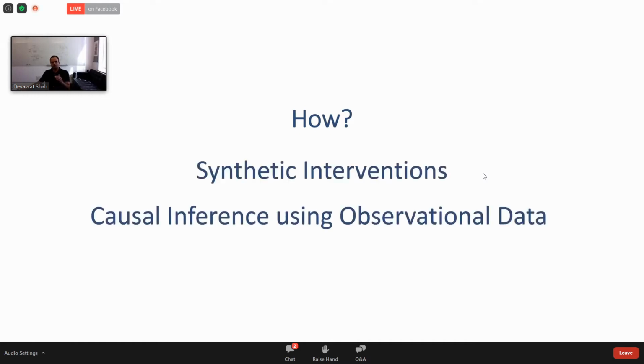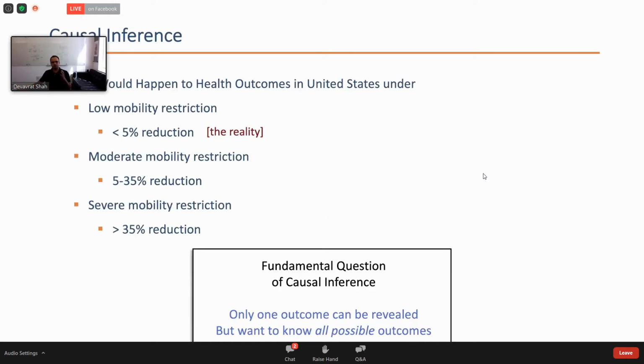So synthetic intervention, that is causal inference using observation data. So let's ask the question, what is causal inference and what is the problem of it? Okay. So as we discussed in this specific scenario, we want to know the health outcome for United States under all possible scenarios, that is 3 different scenarios, even though we observe the true outcome only under one scenario. And that, in a sense, in a nutshell, is the fundamental question of causal inference.